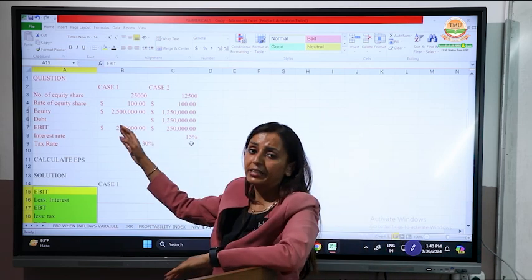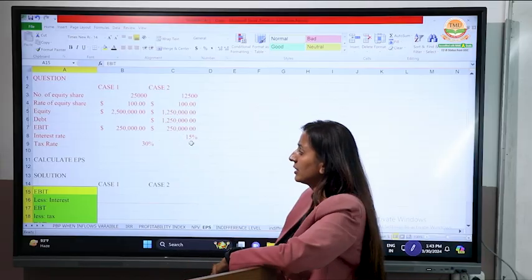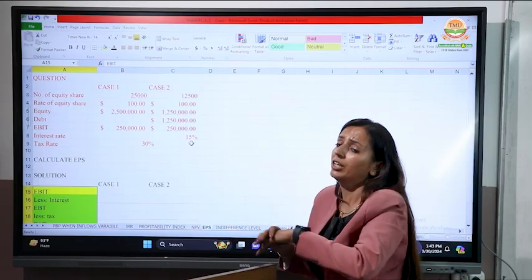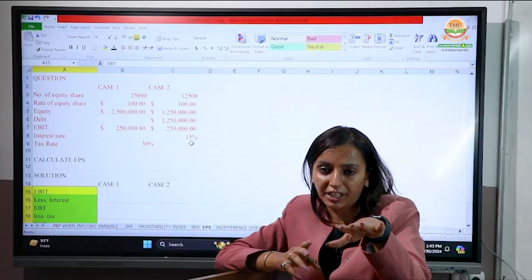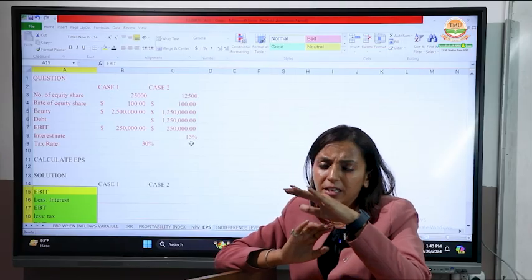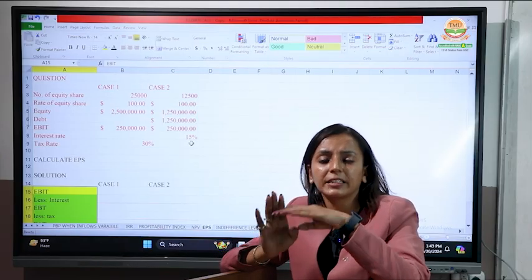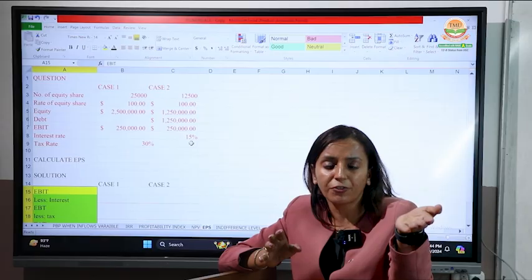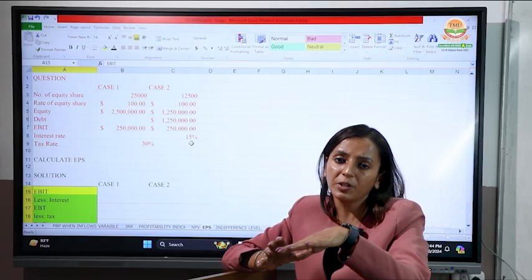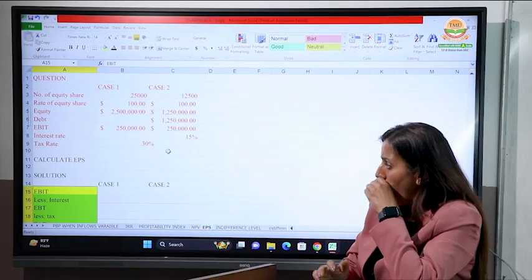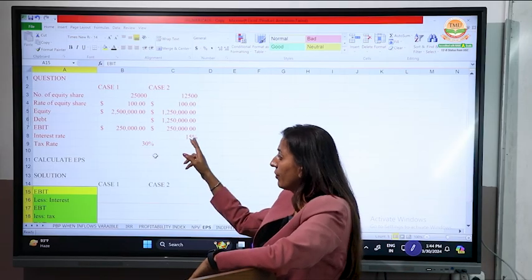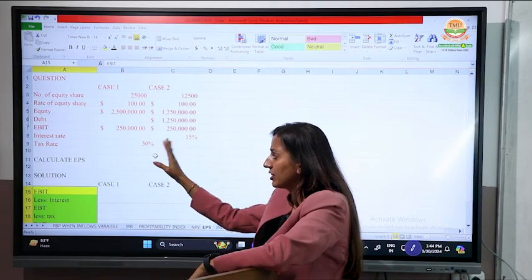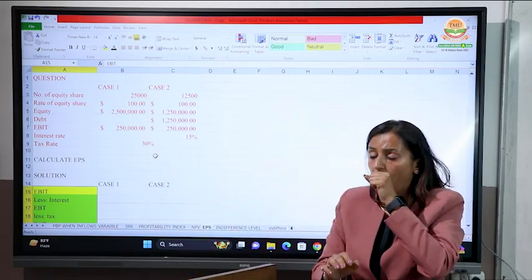Debenture, that is the debt part, I have taken nil in the first case, and in the second case I have taken 12 lakh 50,000. That means in the first case, I have not taken any money from the debt element, and in the second case, I have taken 50% from equity and 50% from the debt element. We have given an interest rate for the debenture of 15%, and the tax rate is given as 30%.